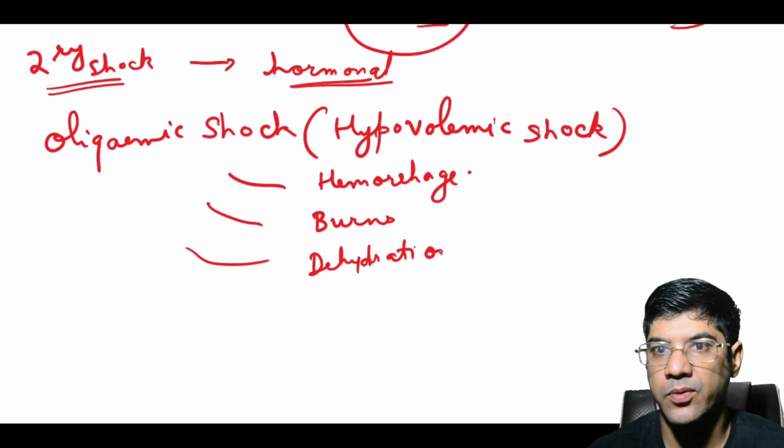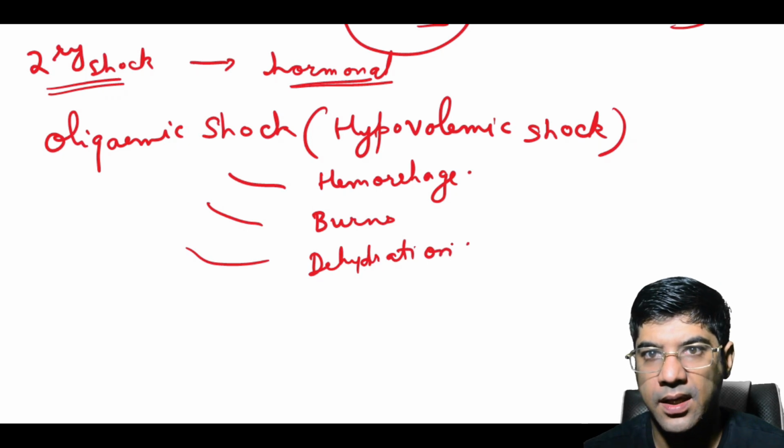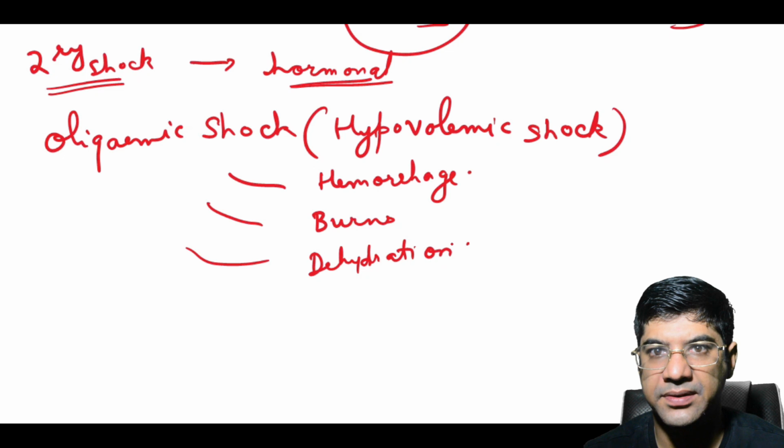Hypovolemic shock is also known as oligemic shock, that occurs due to loss of the blood or fluid leading to decrease in the circulatory blood volume. So this reduction results in inadequate tissue perfusion and oxygenation that can lead to organ failure. Now, what are the causes of hypovolemic shock?